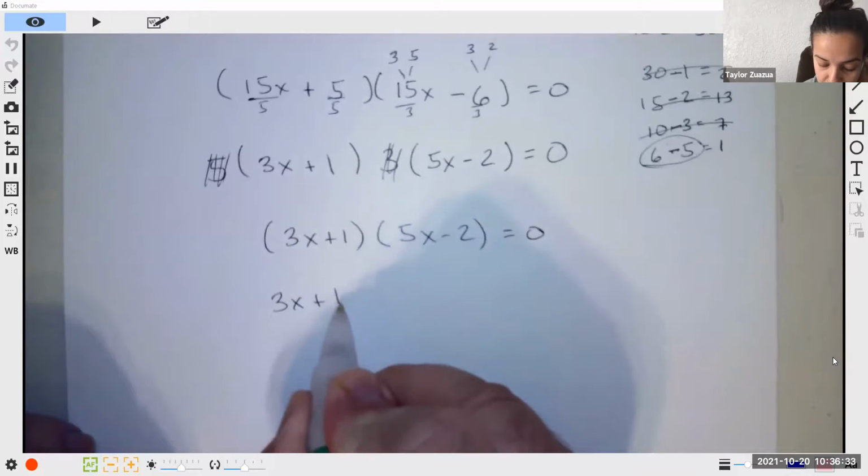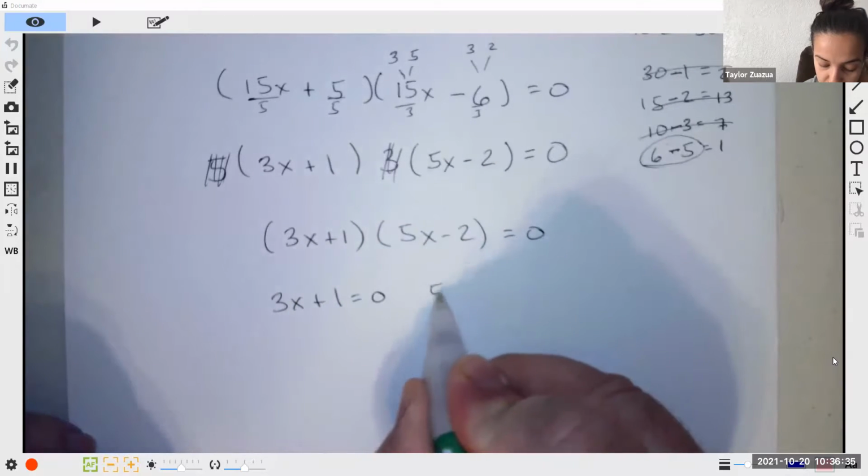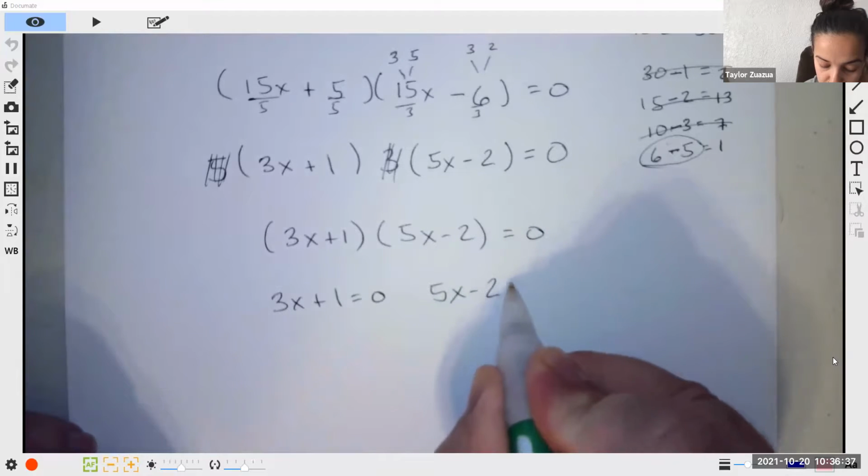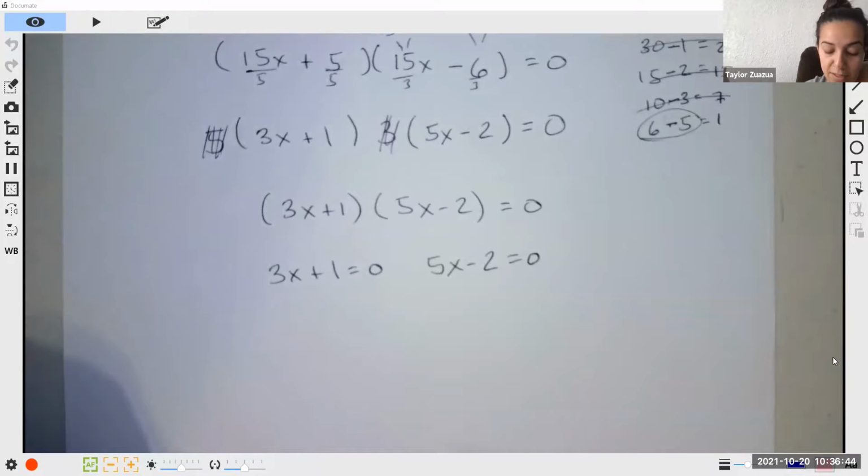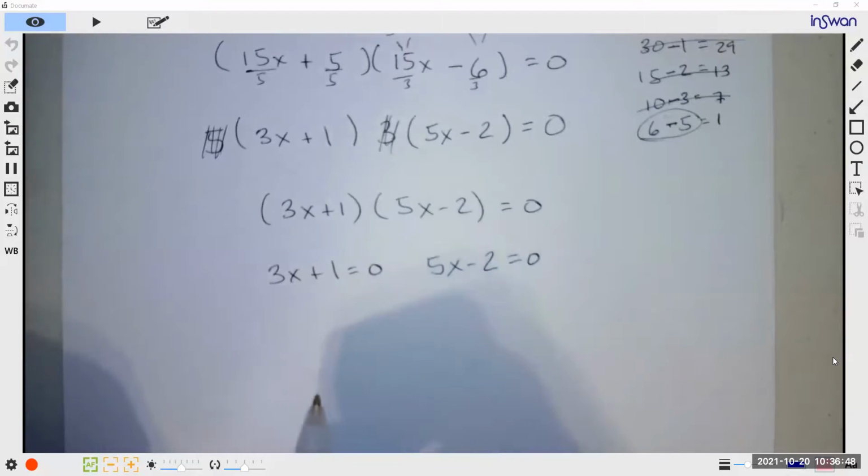So 3x divided by 3. Well, you have to get to 0. I mean, you have to, yeah, get the zero product principle, set them both equal to 0. Yeah.